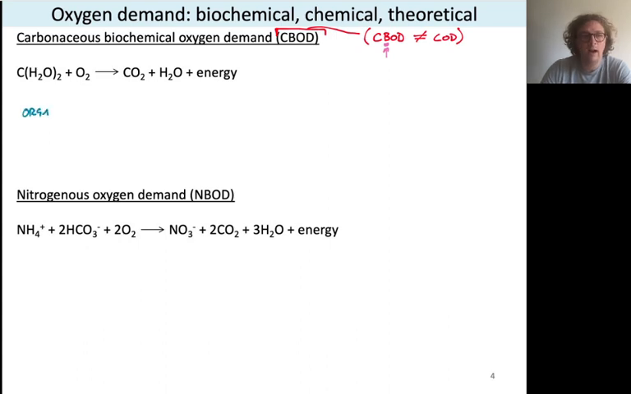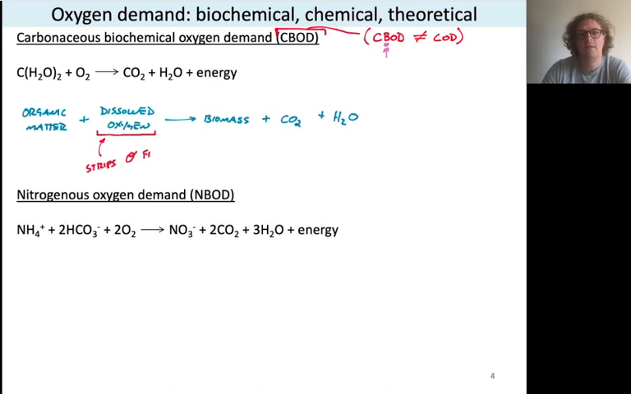So I've drawn just a simplified reaction here in the black text, but what I'm trying to represent to you is the idea that organic matter in our water column is reacting with dissolved oxygen, being respired by the microbial community present to generate new biomass and the respiration byproducts CO2 and water. And it's this use of dissolved oxygen that we really care about.